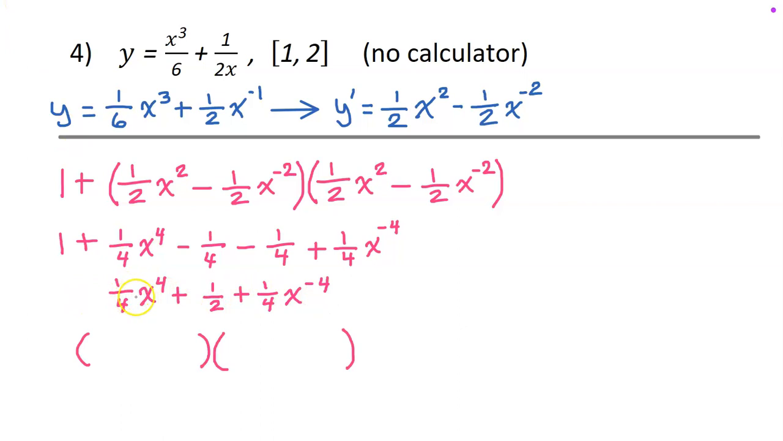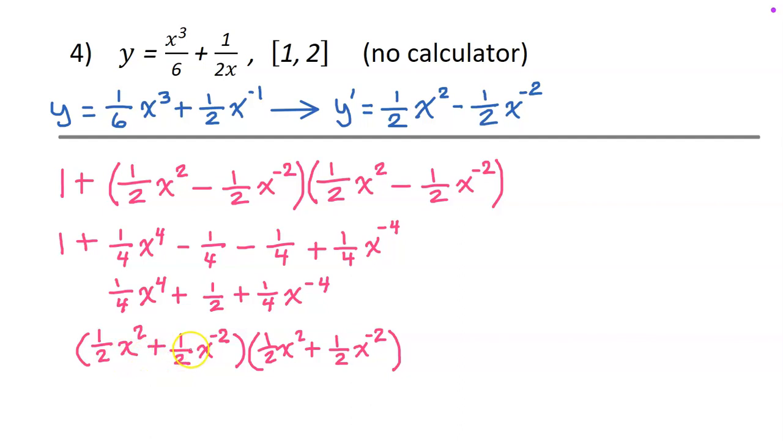Remember, all of this is sitting under a square root in the formula, so the only hope of simplifying is if this factors down to a perfect square. We need it to be the same binomial twice. So let's shoot for that and then see if it works out. 1/4 x to the 4th power can be factored as 1/2 x squared times 1/2 x squared. Similarly, 1/4 x to the negative 4 power can be factored as 1/2 x to the negative 2 times 1/2 x to the negative 2.